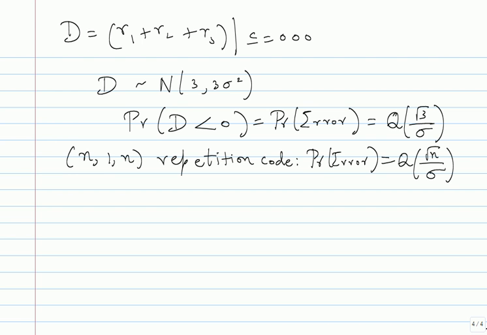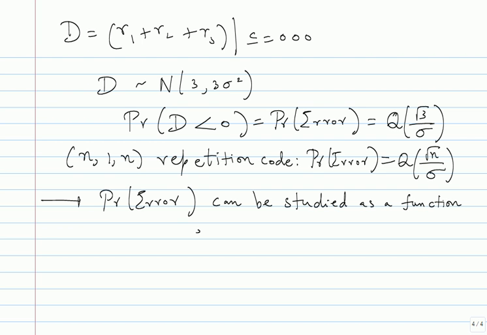In both cases we saw the bit error rate was a function of 1 by sigma square, which is actually the SNR for the BPSK over AWGN situation. Okay? So one might from here extend and say probability of error can be studied as a function of SNR, which is 1 by sigma squared. There's lots of practical merit in doing this.